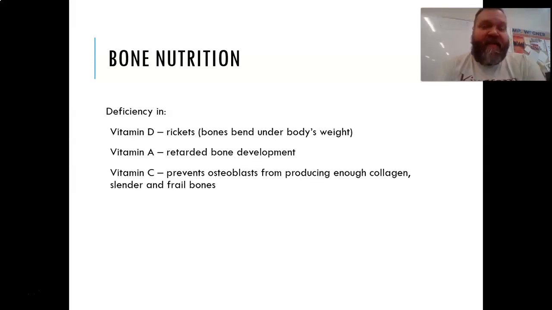Deficiencies in vitamin D. Very often your milk will be fortified with vitamin D. If I don't get enough vitamin D, I get rickets. That's when the bones bend under the body's weight. They're kind of like rubbery and soft bones.